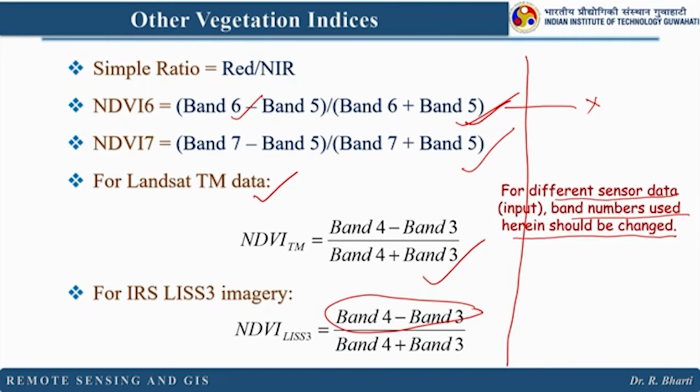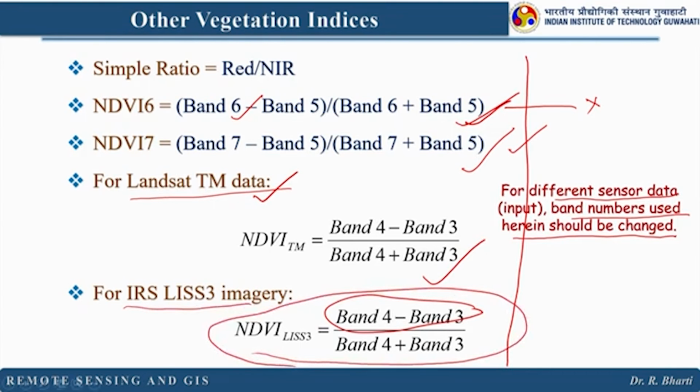So, this is only with respect to Landsat TM. For list 3, this is the band designation for NDVI. Sometimes they may match, like band 4 of Landsat and band 4 of list 3 working in the same wavelength, so you do not have any problem. But you have to cross check and find out whether they are the same, or if they are not, then accordingly you have to change the band number in your calculation.